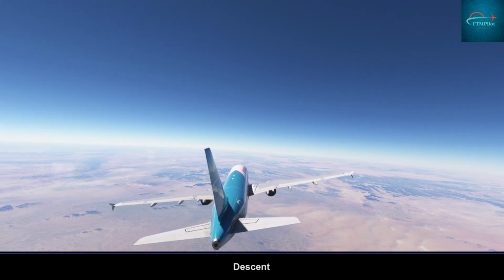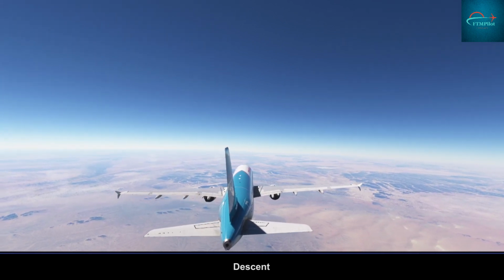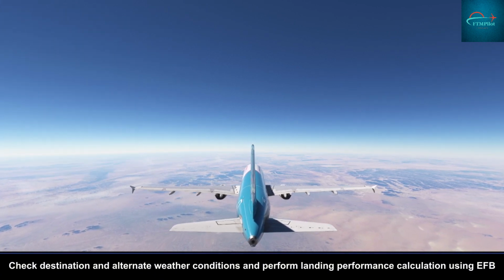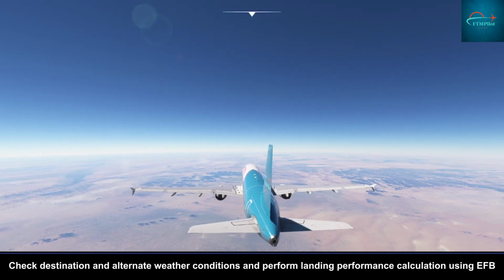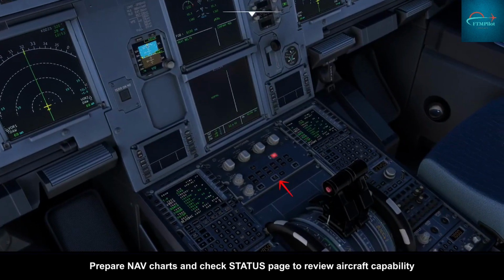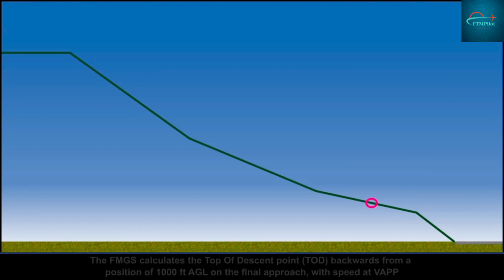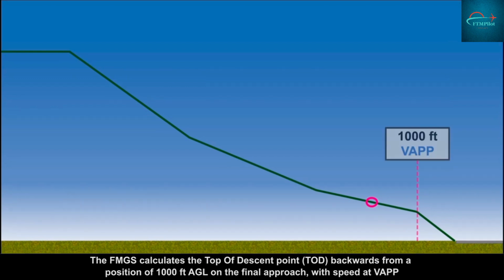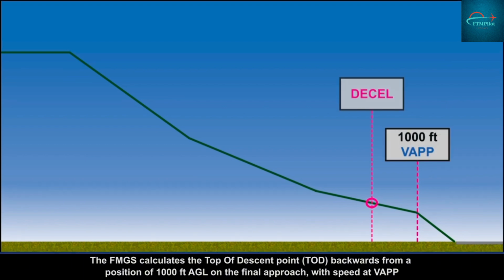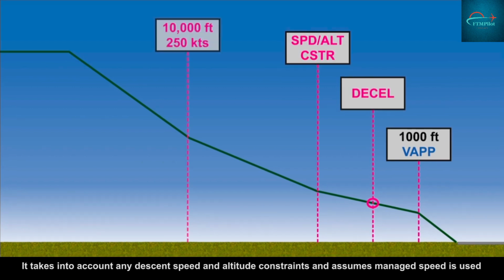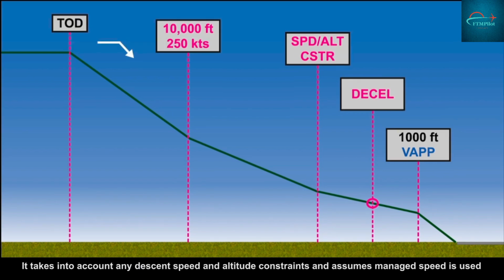Descent. Check destination and alternate weather conditions and perform landing performance calculation using electronic flight bag. Prepare nav charts and check status page to review aircraft capability. The FMGS calculates the top of descent point backwards from a position of 1,000 feet above ground level on the final approach, with speed at VAPP. It takes into account any descent speed and altitude constraints, and assumes managed speed is used.